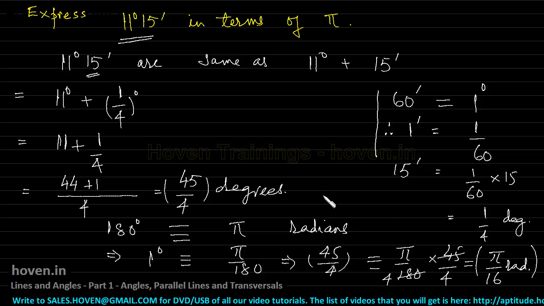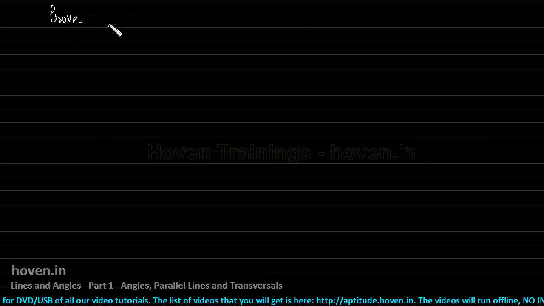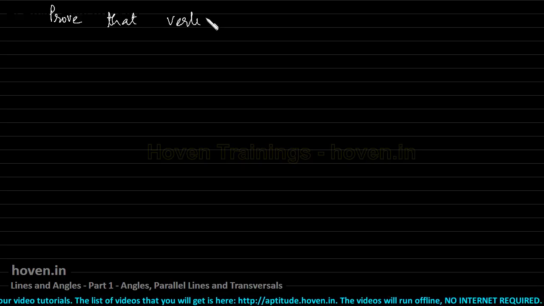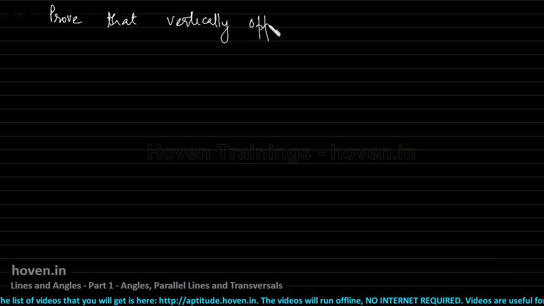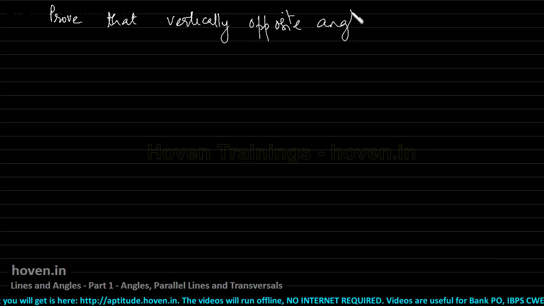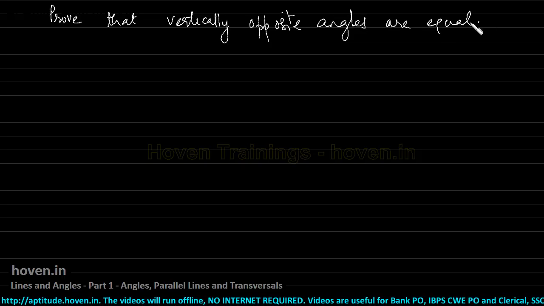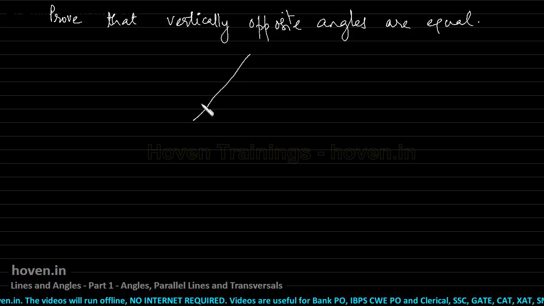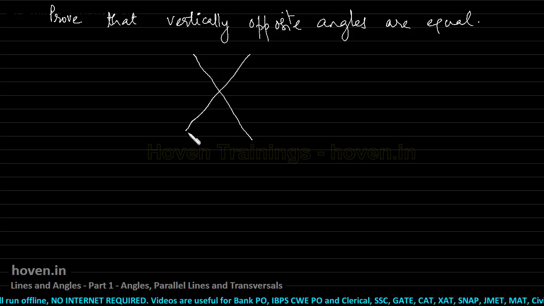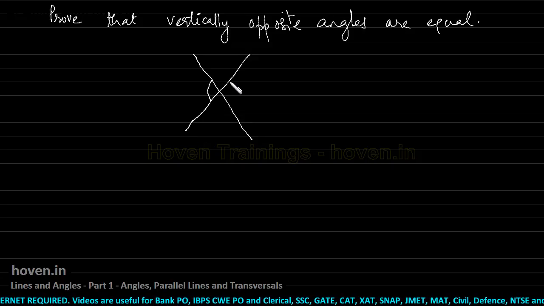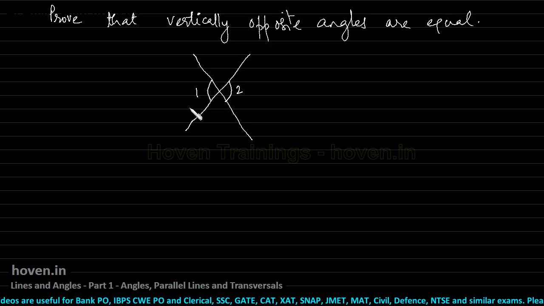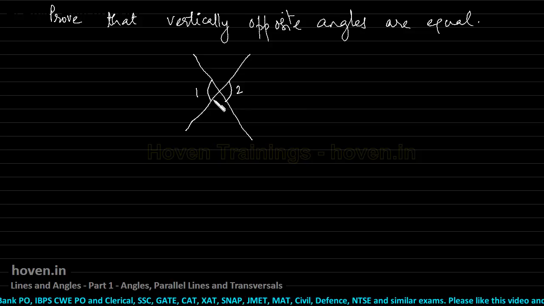Let us move on to our further discussion of straight lines. We will now discuss prove that vertically opposite angles are equal. This is a well-known fact, but let us see whether we can prove with the help of our knowledge of geometry. That is, we have to prove that angle 1 is equal to angle 2. I am doing this proof so that you understand how we can think in geometry from very basic terms. This question may never be in your exams, but the basic fundamentals of solving this question will definitely be of help to you.